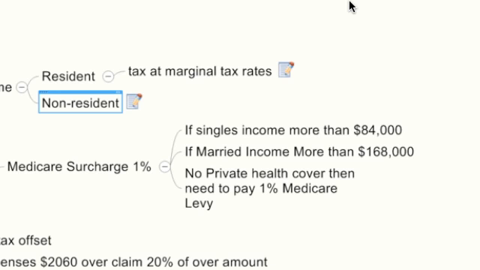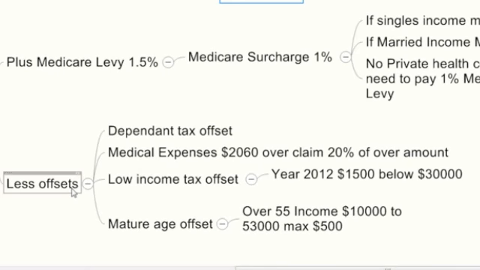Okay. Then what happens is that after you work out your tax, then you add your Medicare levy of 1.5%. And if you don't have a private health fund, then you add another 1%, like what I just explained earlier. And you less any offset. Offset is just like a rebate.